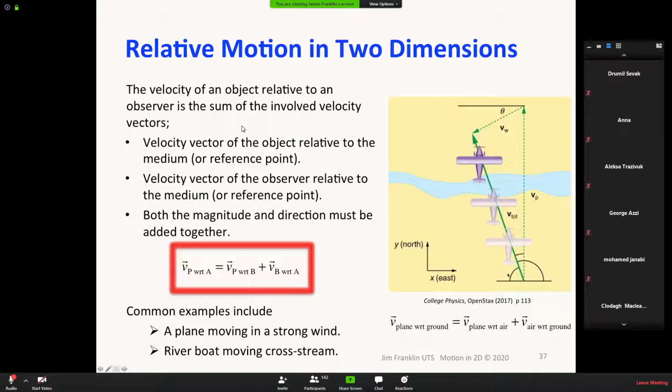So here we've got a case where there's east, there's north. The plane heads due north. It just keeps a compass course north.